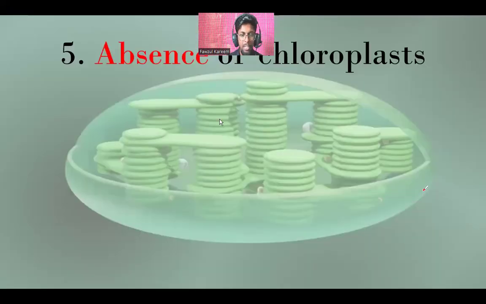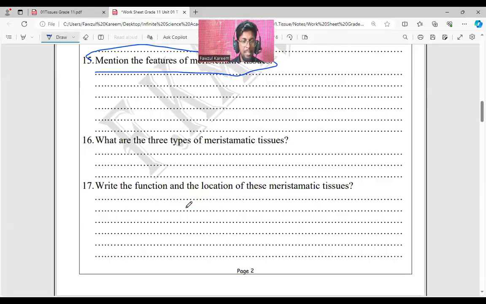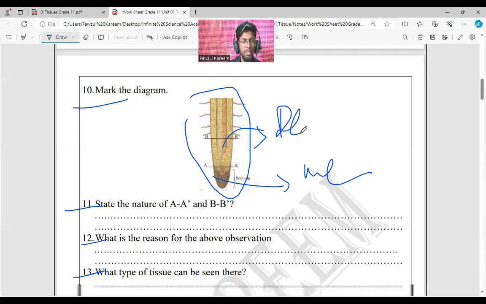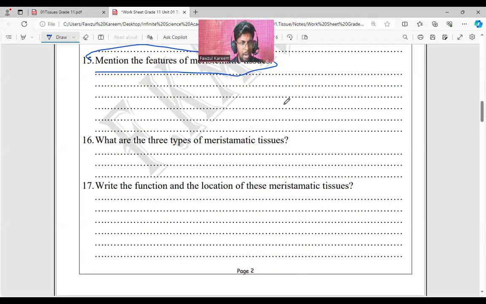A kind request from your side: please take the printout of these tables and fill in these gaps, then only it will be clear. After the class, immediately go to the print shop, get the printout and do the exercises.